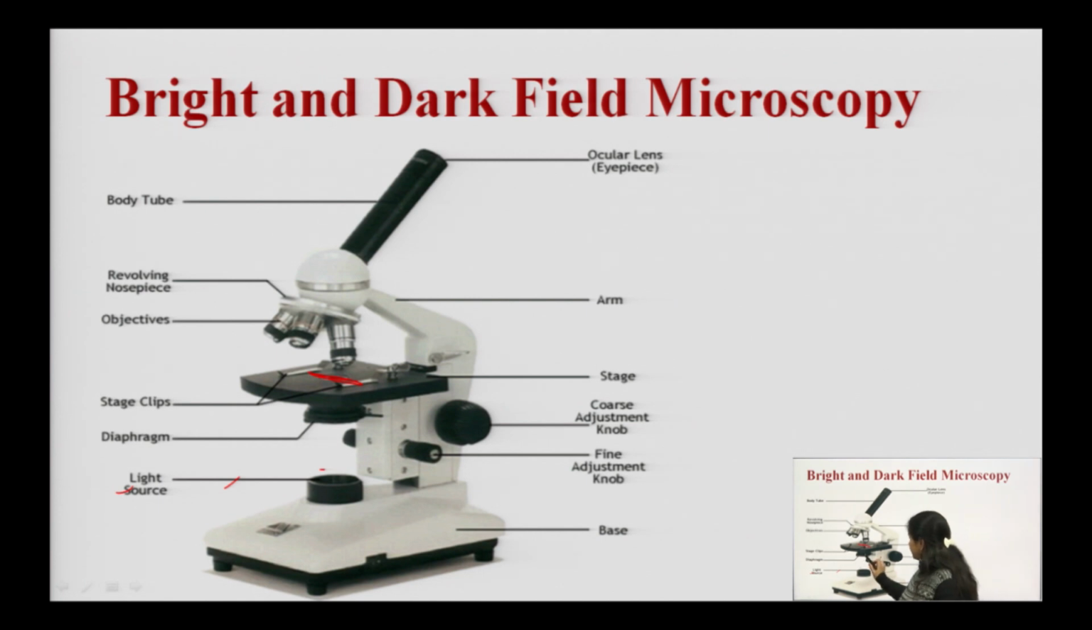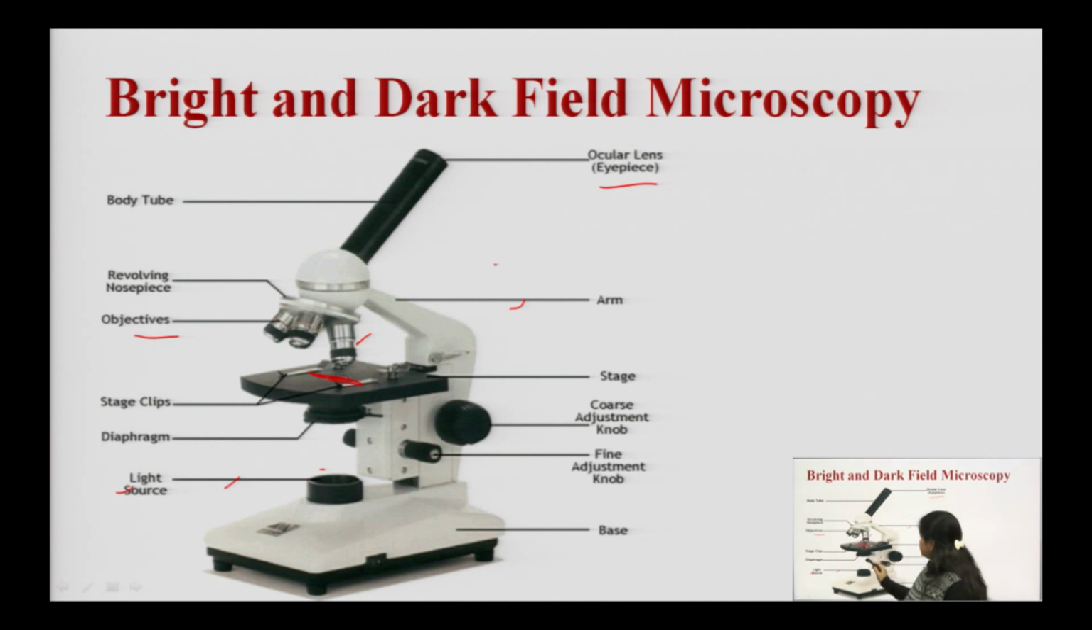The light from this source passes through the condenser, and from the condenser or diaphragm it reaches the specimen placed here. After that the rays move towards the objective, and from the objective we can see our image within the eyepiece. The eyepiece gives us the image of that particular specimen. We also have objective lenses of various magnifications, like 10x, 40x and 100x, and depending on the image we want to see, we can change the objective magnification.